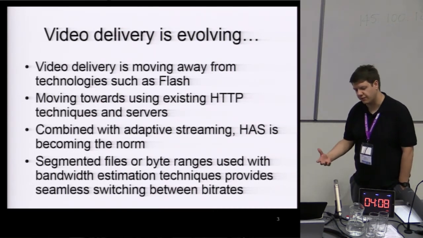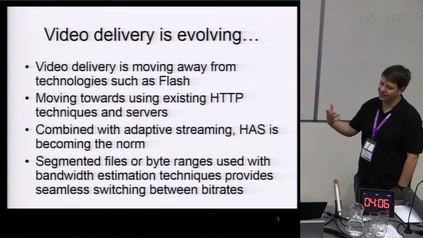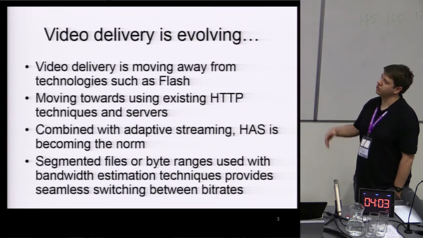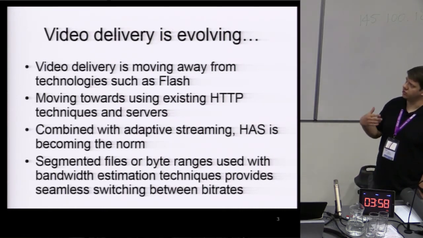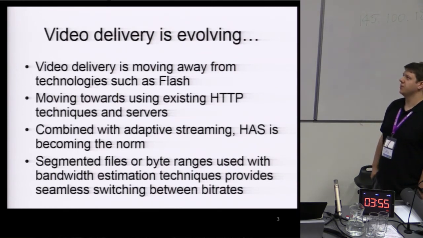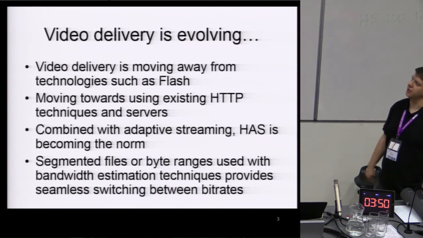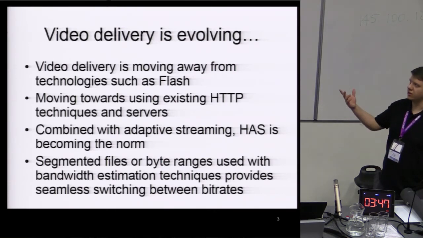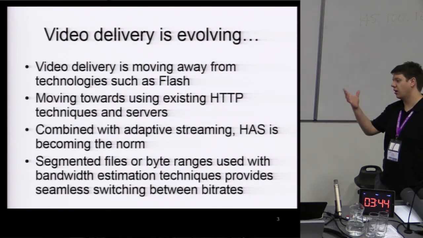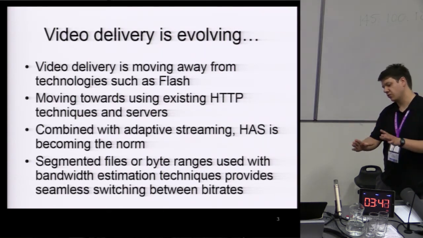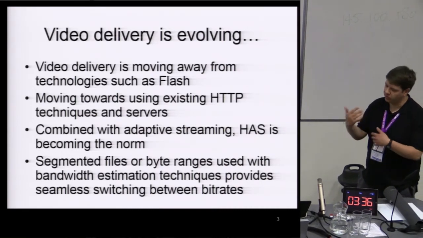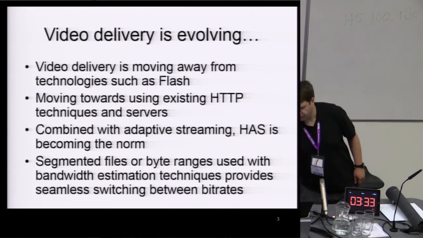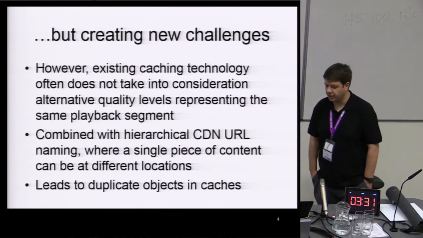So we're moving away from things like Flash, more towards using regular HTTP servers. We're also moving away from having just one quality level available to adaptive bitrate streaming, which means that we can basically swap between bitrates during playback, depending on how much bandwidth the client itself sees. Depending on which technology it is, this might be a segmented file, byte ranges, but basically you describe a single chunk that is of a certain bitrate, and you move between these simply by requesting the different bitrate. But this actually creates new challenges in terms of content delivery.